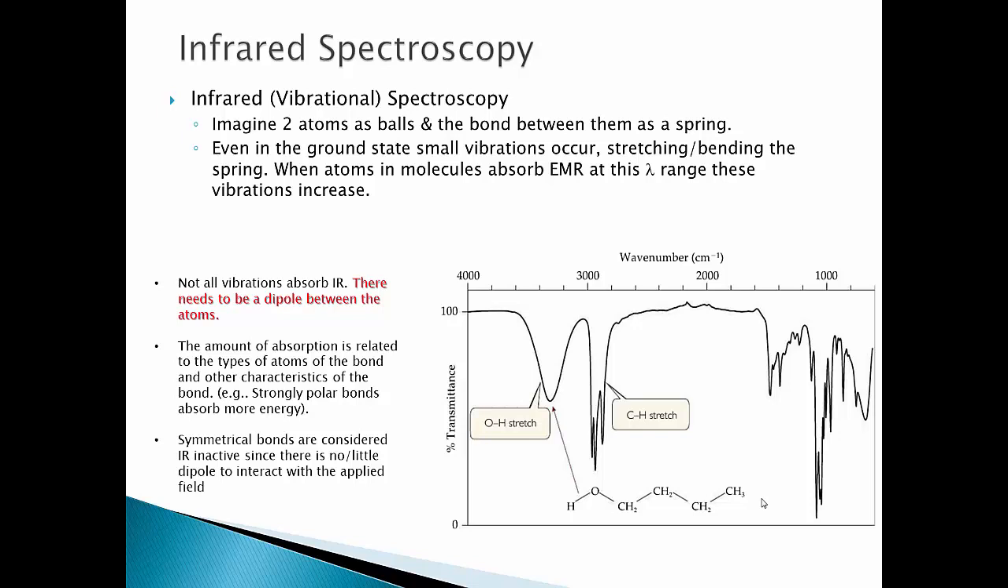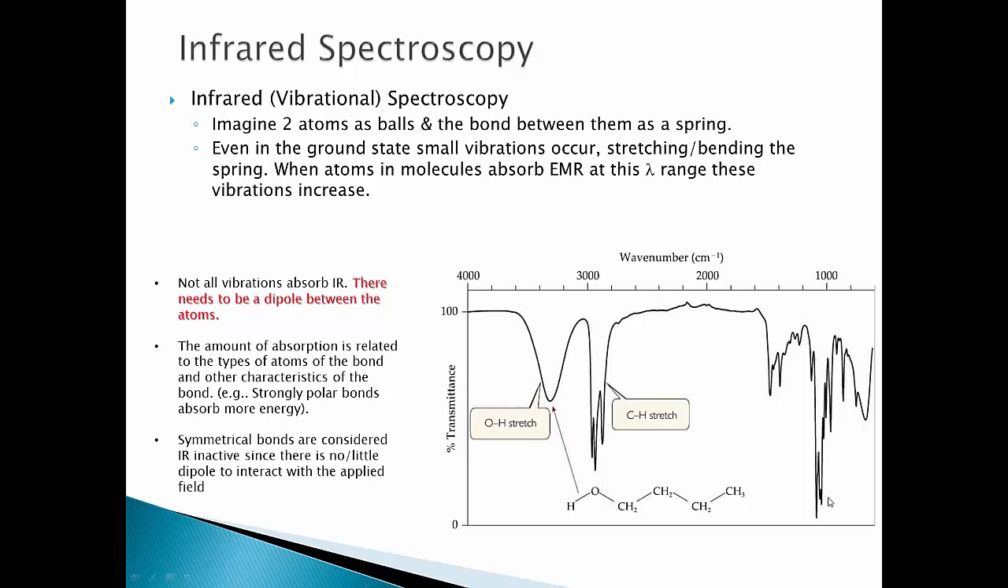Okay, so the amount of absorption is related to the type of atoms in the bond. So strong polar bonds absorb more energy, and symmetrical bonds are considered IR inactive since there is no dipole when applied across the field. So basically what we can see using our infrared spectroscopy is that you will get these regions.